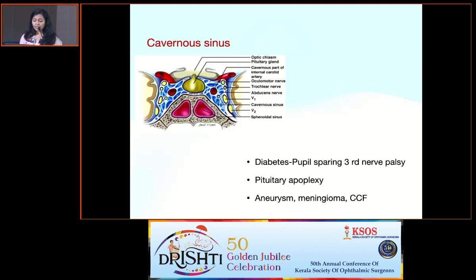And after the basilar portion, it goes into the cavernous sinus where the nerve fibers are arranged like that: oculomotor, then comes the trochlear, the first and the second divisions of the trigeminal, and the abducens nerve at the center along with the internal carotid artery. So here, any lesion causes multiple cranial nerve palsy at the cavernous sinus. And different lesions which occur here are pituitary apoplexy, diabetes, aneurysms, or meningioma.